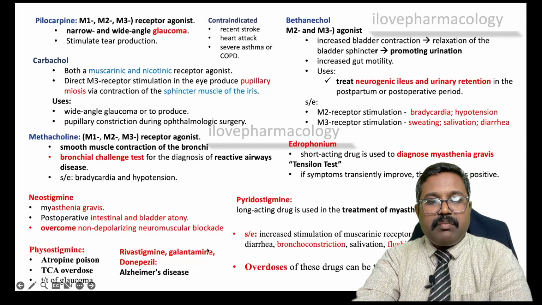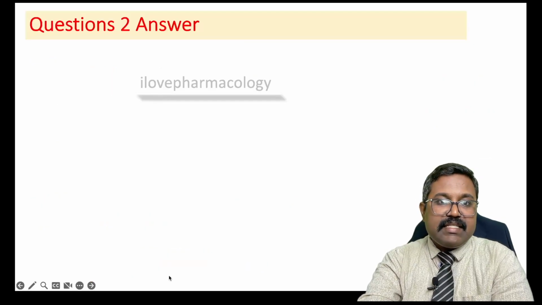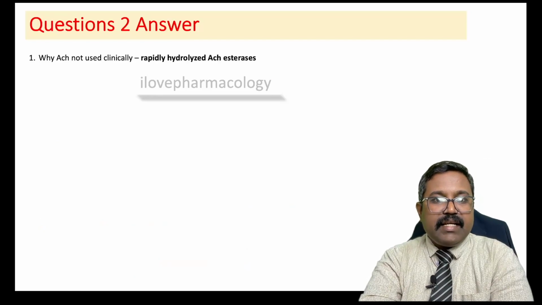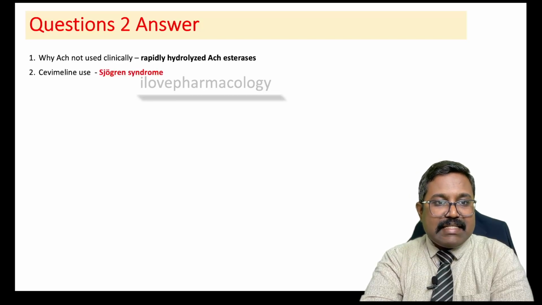And also one should remember the uses and the adverse effects. Rivastigmine, galantamine, and donepezil are also indirectly acting cholinergic agents which are used in the treatment of Alzheimer's disease. So the questions to answer at the end of this session would be: why is acetylcholine not used clinically? Because it is rapidly hydrolyzed by acetylcholinesterases.